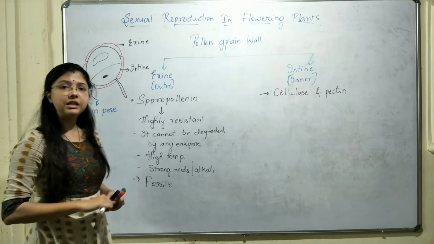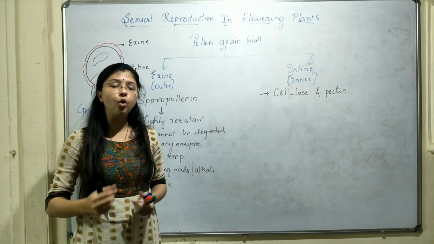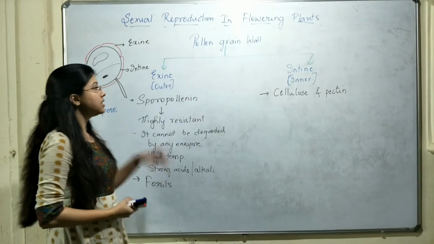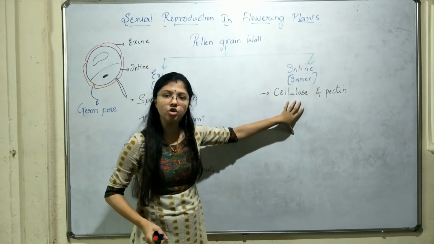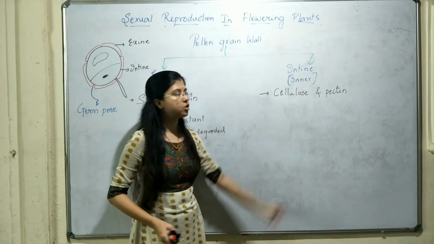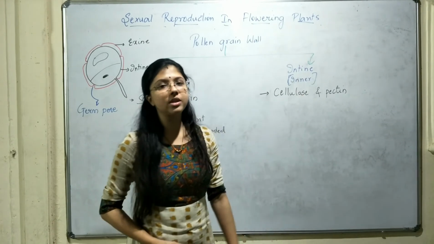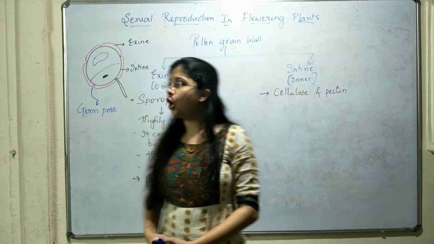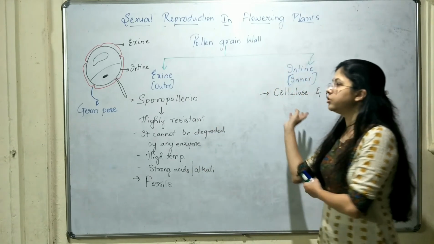Generally, it is asked in the NEET exam, what is the nature of the pollen tube wall? So you need to write that it is pectocellulosic in nature, or one of the options given will be cellulose and pectin. So the correct answer will be cellulose and pectin. So this is about your pollen grain structure.